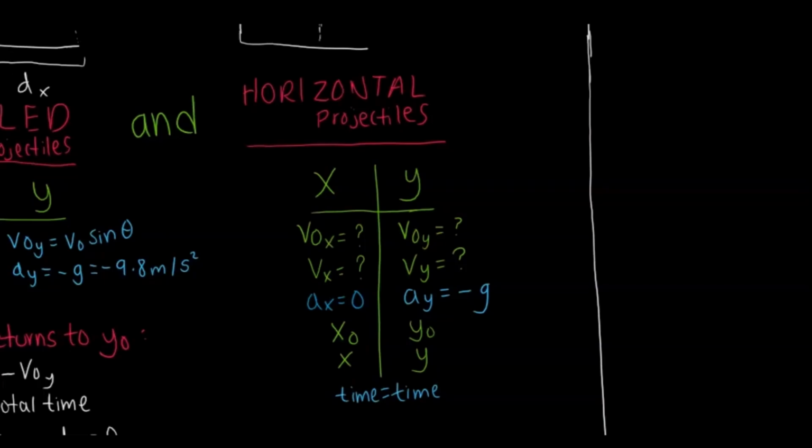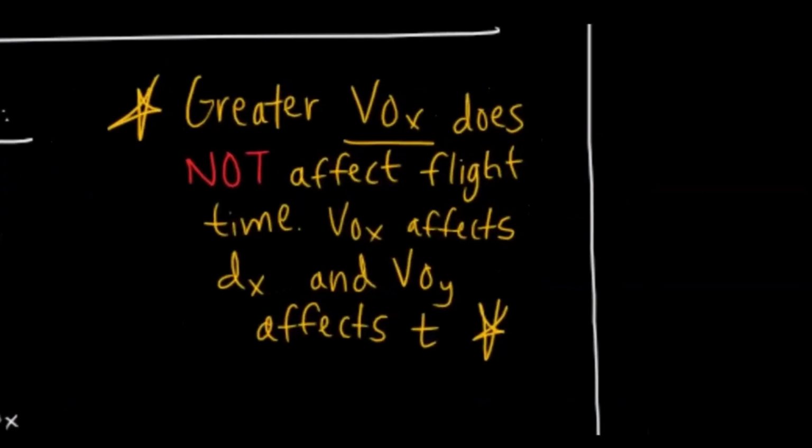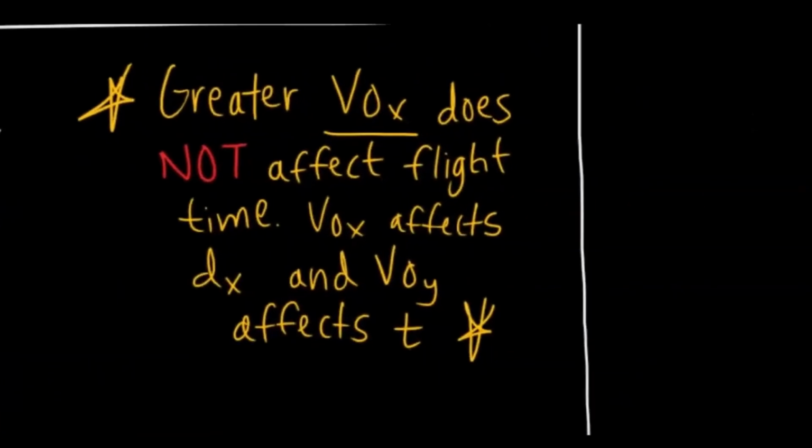However, the acceleration in the y direction would just be the force of gravity at negative little g. And another thing to note here is that when you give it a greater velocity in the x direction, it would not affect the flight time. It only affects the displacement in the x direction.